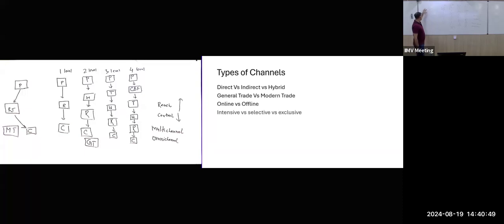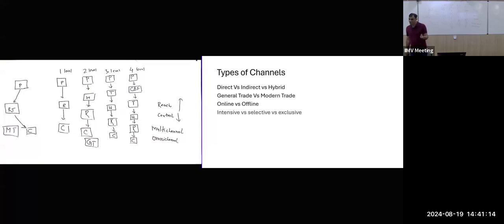So whatever examples I have given here, either through modern trade or general trade, these are all offline, right? You are selling it offline. Door to door could also be offline. Some people are confusing this. They think offline means direct and online means indirect. No, sometimes I am selling my product directly to the customer, like some of the water purifier companies are doing. They are selling directly to the customer.